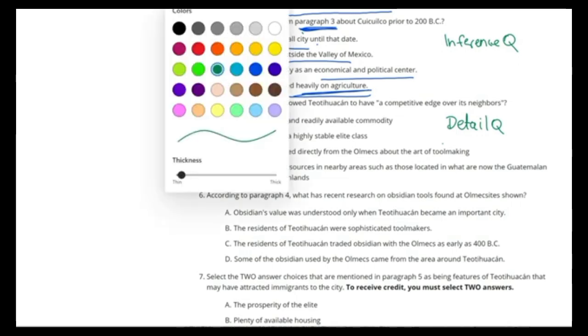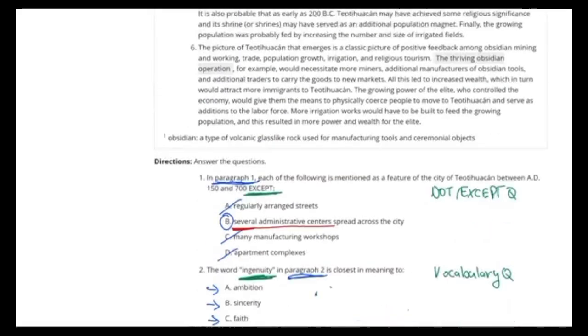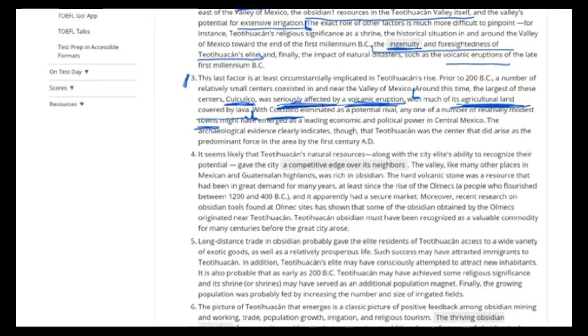Let's first have a look at the answers. A talks about a well-exploited and readily available commodity. B, the presence of a highly stable elite class. Okay. C, knowledge derived about tool making. And D talks about scarce natural resources. Now, as you can see, there is no paragraph stated here where we can find the information in the text. So let's have a look where we can find it. It's marked here, so it's paragraph 4. Paragraph 4, a competitive edge over its neighbors.